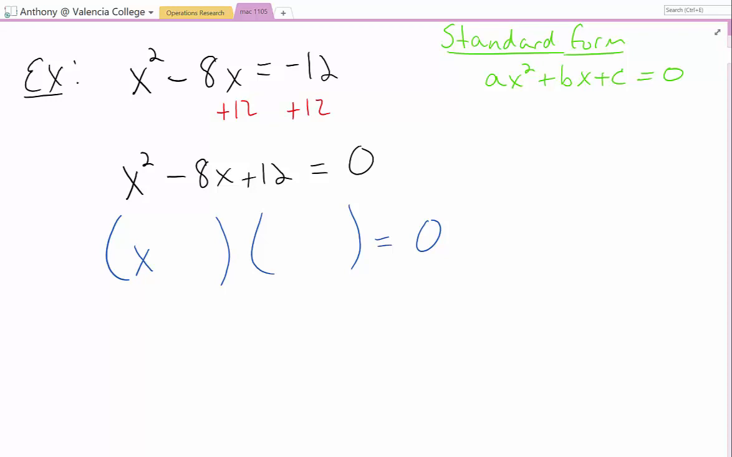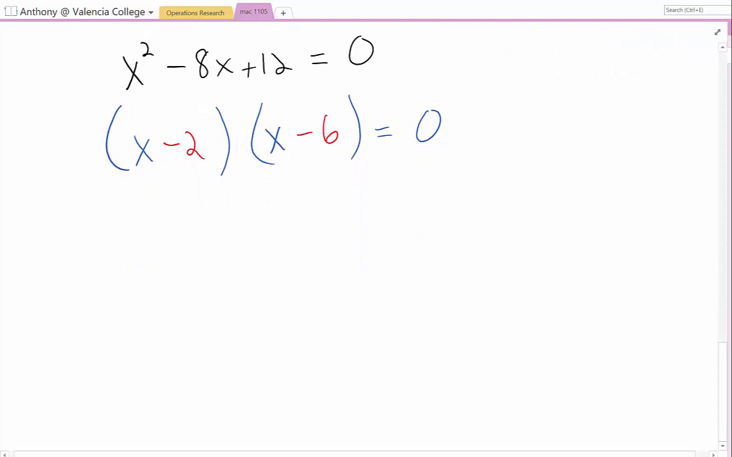Let's see. So think about some ways we can multiply to get 12. 4 and 3 gives us 12, but there's no way we can sum that to get 8. 2 and 6, that multiplies to 12. So if we do a negative 2 times a negative 6, that should be it, right? Negative 2 times negative 6 is a positive 12. If we add those two together, negative 2 plus a negative 6, that's going to give us a negative 8. There we go. So this becomes x minus 2 times x minus 6 equals 0. We set both of those equal to 0. And we're in there. X equals 2, x equals 6.